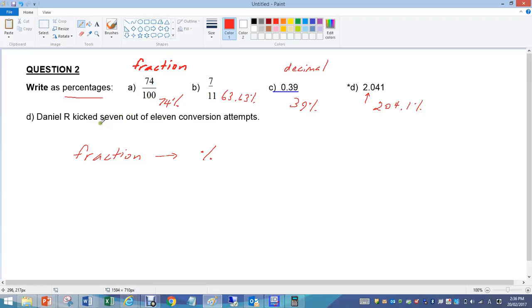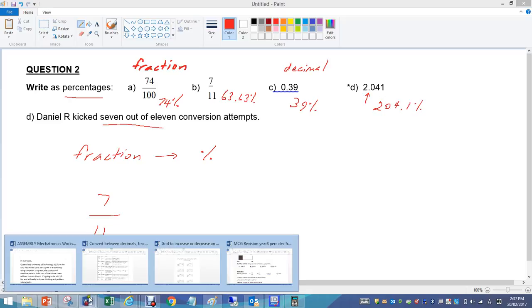Okay, that'll do. We won't do the next one because you just have to do the same thing, but you've got to work out what the starting value is. So 7 out of 11. So it's a fraction and you've got to turn it into a percentage. Actually, it's the same as part B there. Anyway, that's enough of that one.